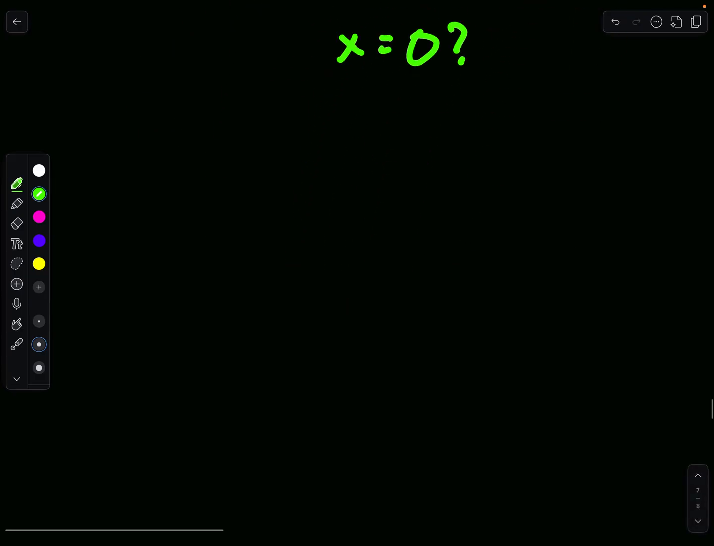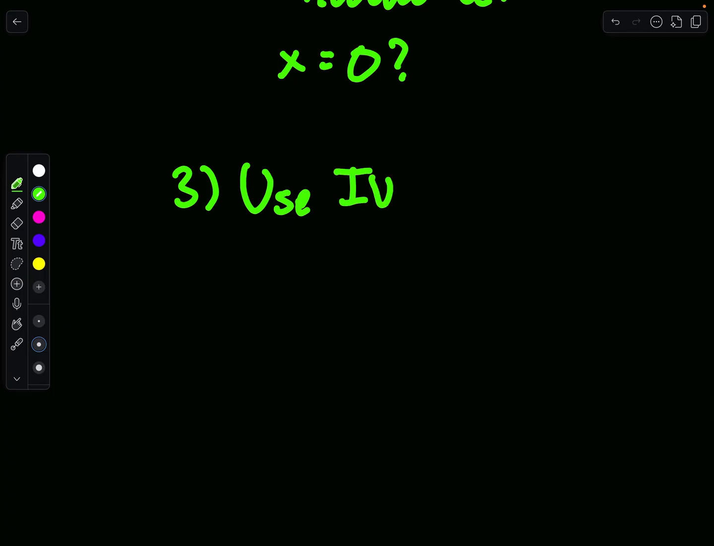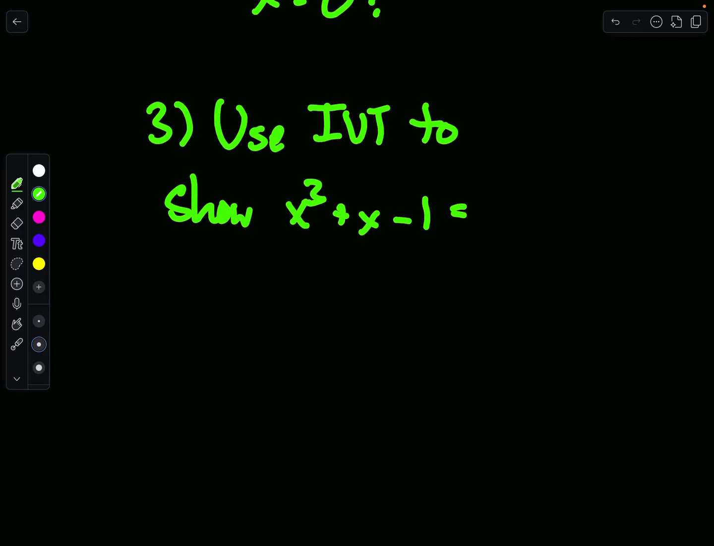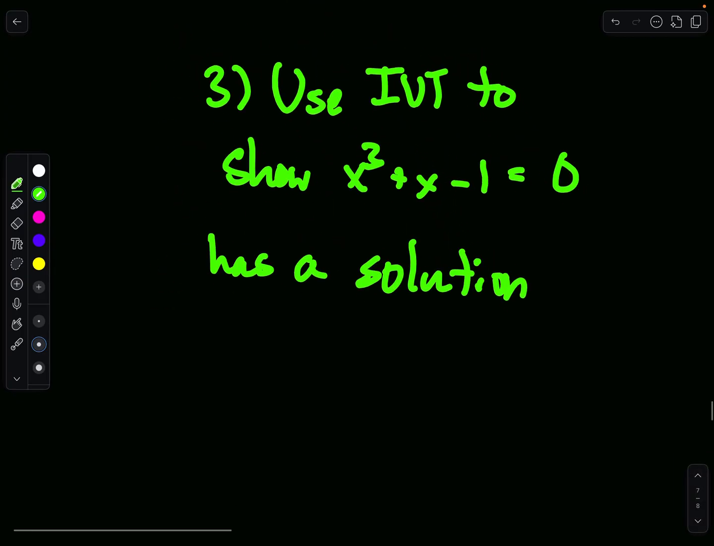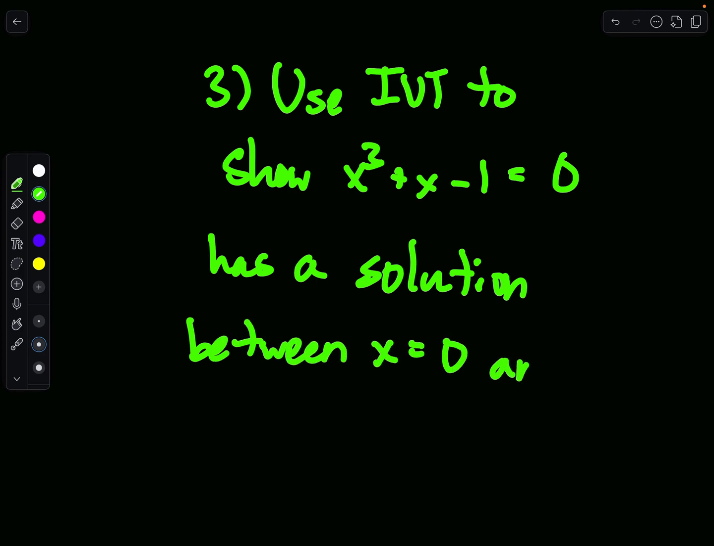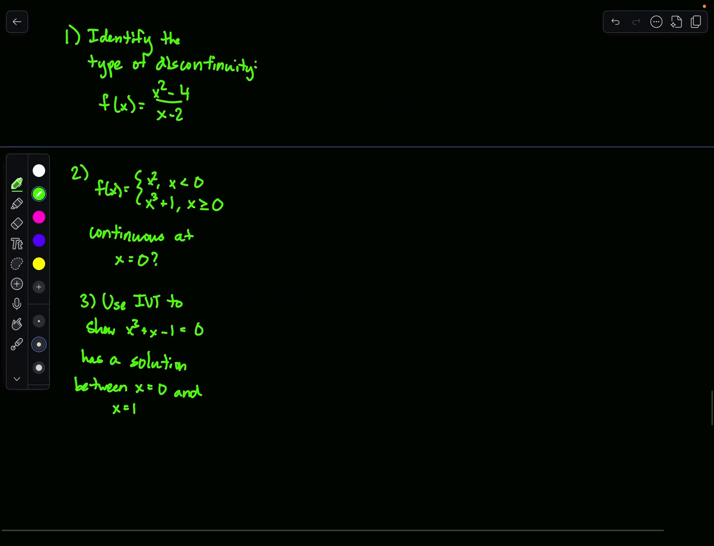Now number 3: Use the Intermediate Value Theorem to show x cubed plus x minus 1 equals 0 has a solution between x equals 0 and x equals 1. So pause the video, try these on your own, and when you're ready, we'll go through them together.